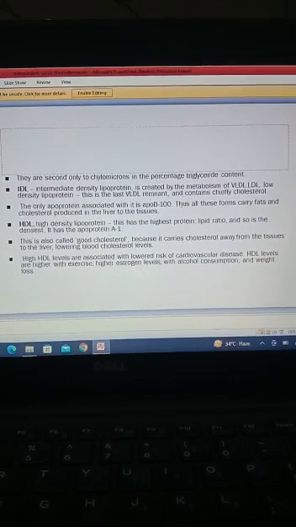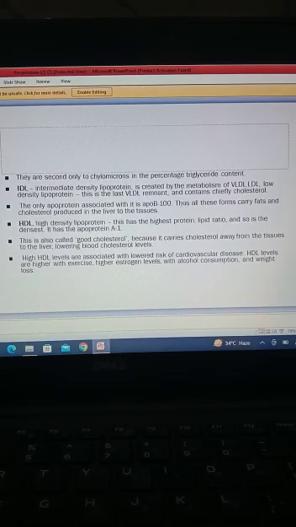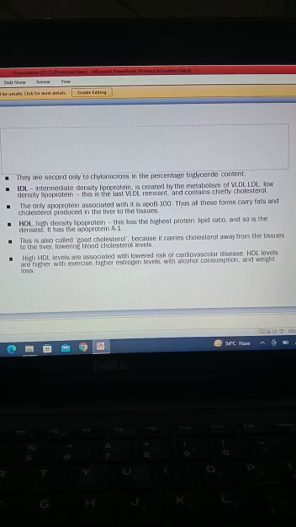And the fourth one is HDL, high density lipoprotein. This has the highest protein-to-lipid ratio and so is the densest. It has the apoprotein A1. This is also called good cholesterol because it carries cholesterol away from the tissues to the liver, lowering blood cholesterol levels. High HDL levels are associated with a lower risk of cardiovascular disease. HDL levels are higher with exercise, higher estrogen levels, alcohol consumption, and weight loss.